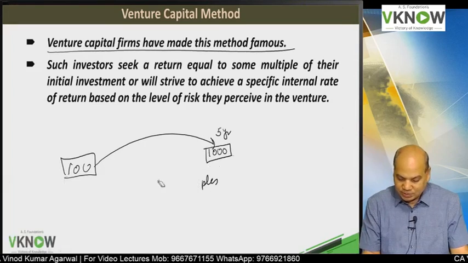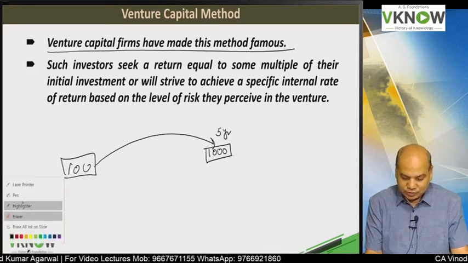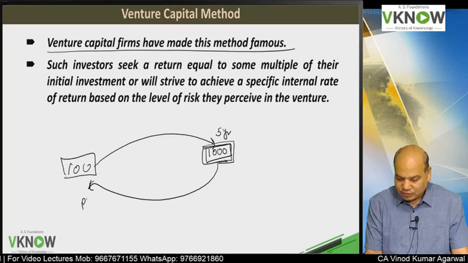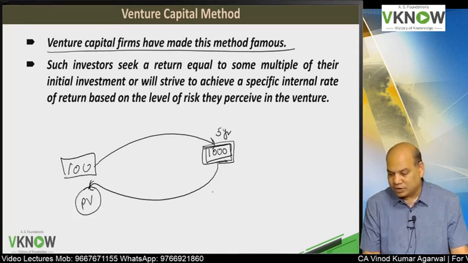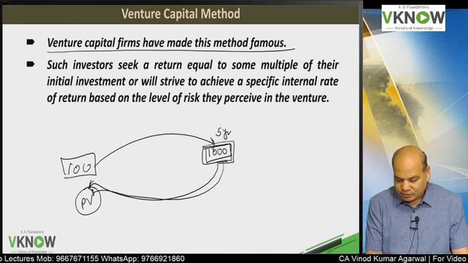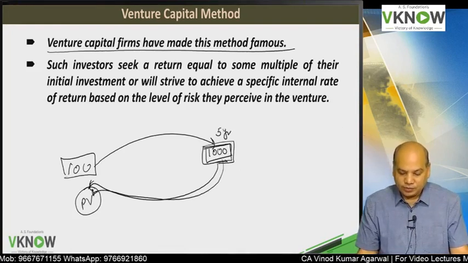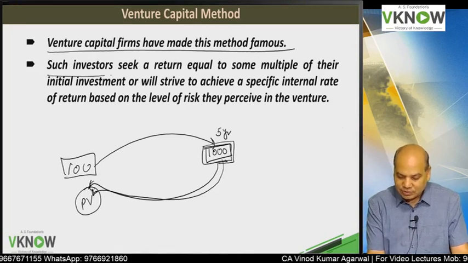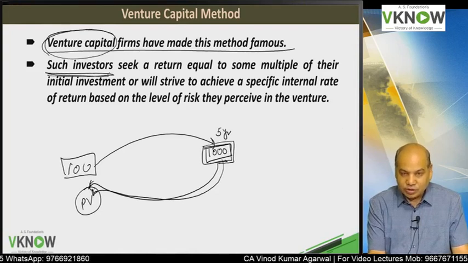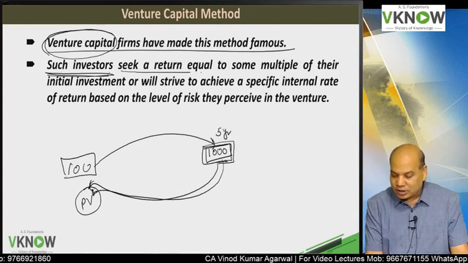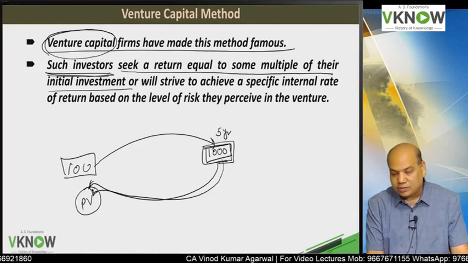Venture capital expects, let us say, 10 times of their investment. So after 5 years, 10x, and then you compute the present value of this 1000. That gives you the value of the firm today. Such investor means venture capitalist. Venture capitalists are the investors who are willing to take high risk for a very high return, and seek a return equal to multiple of their initial investment.